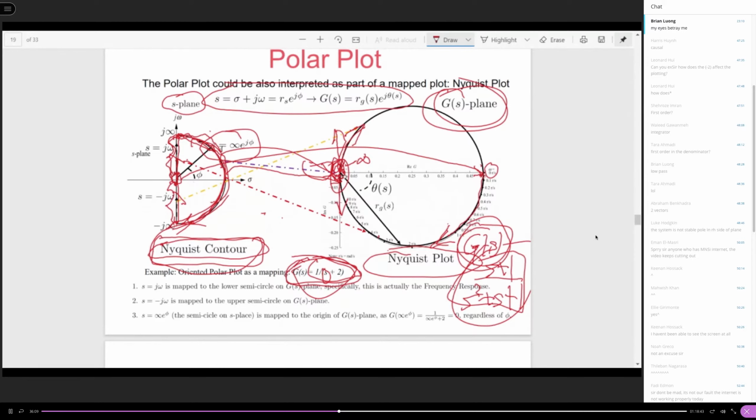But eventually it is going to rotate to the upward point, right? But the starting angle might be different. It may not necessarily be 90 degrees. It could be another angle, depending on the expression. So that is what we call the Nyquist contour and the Nyquist plot.